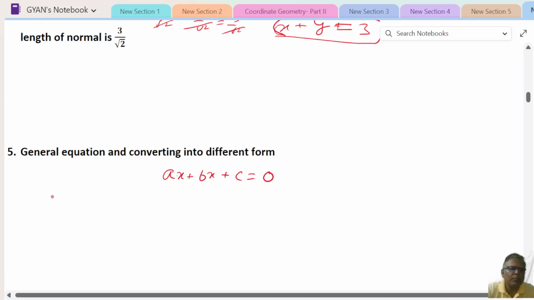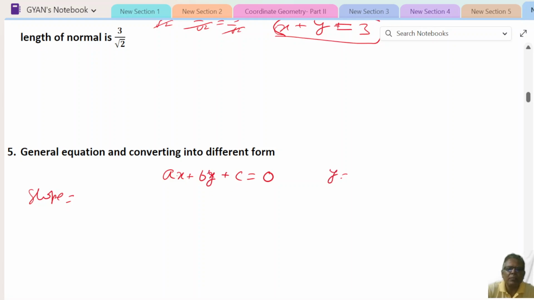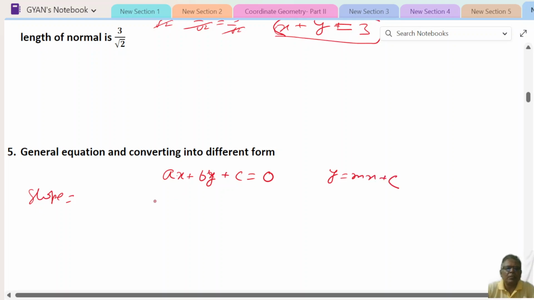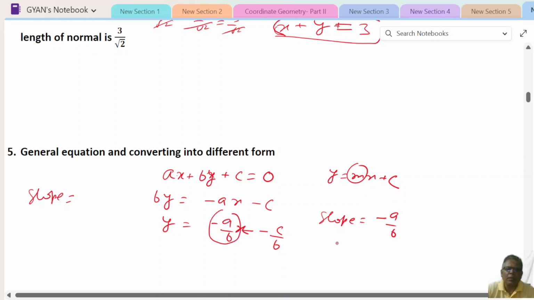How? Like you have to find the slope. So what you will do? You write it in the form y is equal to mx plus c. So by is equal to minus ax minus c, and y is equal to minus a by b x minus c by b. So the slope will be minus a by b, because this is m, and the y-intercept is minus c by b.